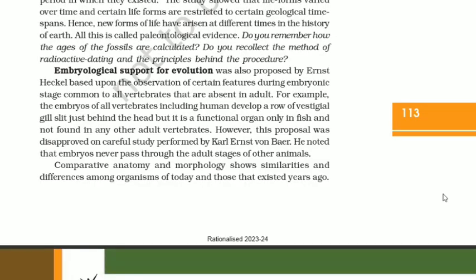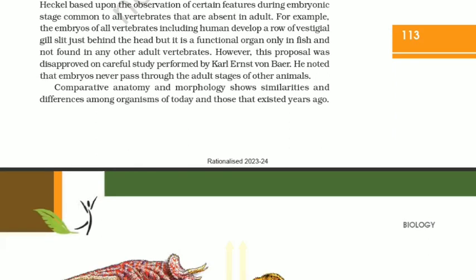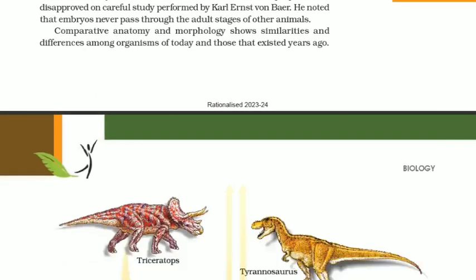Embryological support for evolution was also proposed by Ernst Haeckel based upon the observation of certain features during embryonic stage common to all vertebrates that are absent in adults. For example, the embryos of all vertebrates, including human, develop a row of vestigial gill slits just behind the head, but it is a functional organ only in fish and not found in any other adult vertebrates. However, this proposal was disapproved on careful study performed by Karl Ernst von Baer. He noted that embryos never pass through the adult stages of other animals. Comparative anatomy and morphology shows similarities and differences among organisms of today and those that existed years ago.